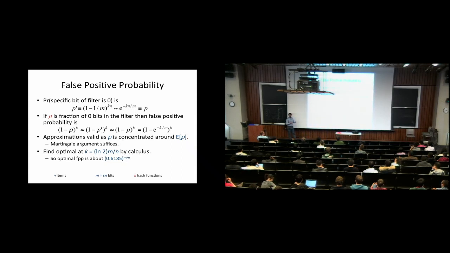And given that, I can do things like ask, well, how many hash functions should I use? You can just take the derivative. A little calculus tells you that k equals log 2 times m over n. Remember, m over n is the number of bits per item, gives you the optimal. And then you can plug that in to find the false positive probability falls exponentially with the number of bits per item. It falls at about a rate of 0.6185 to the number of bits per item.